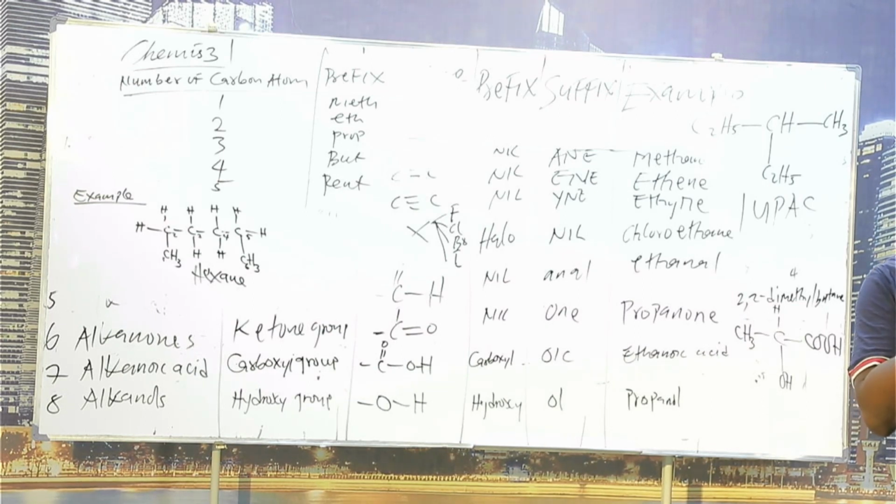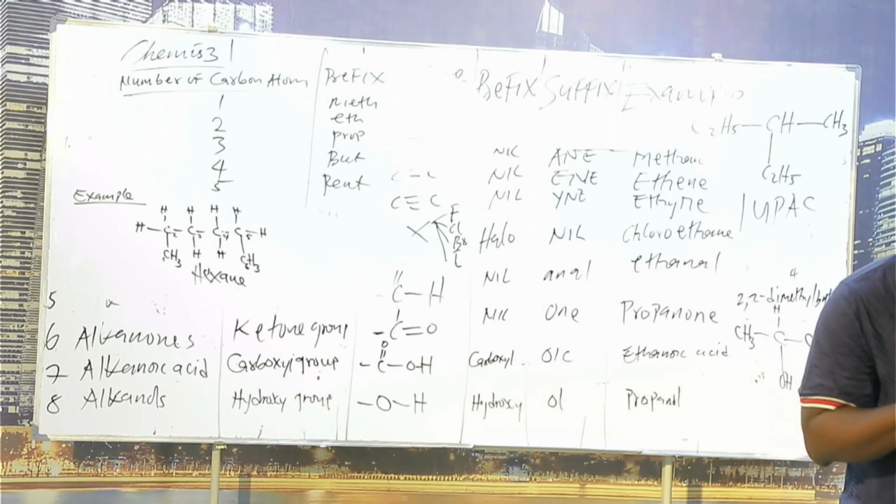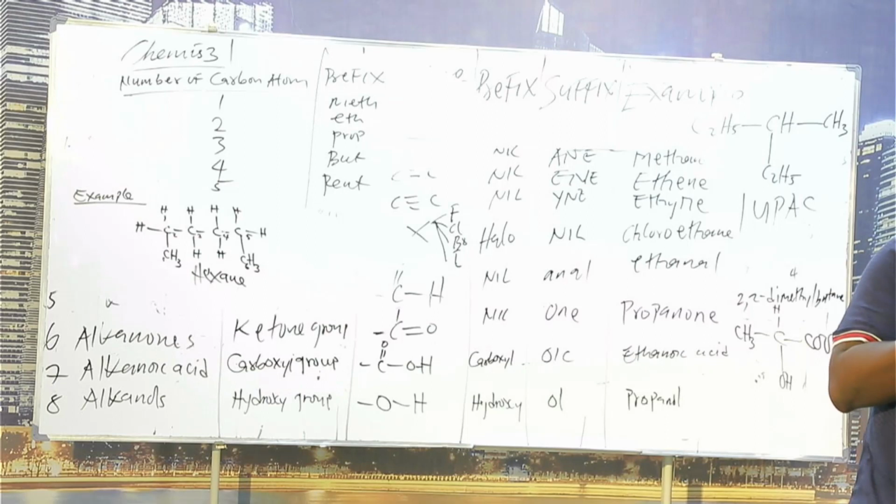Number 2. If a side chain occurs, number the carbon in the long chain.